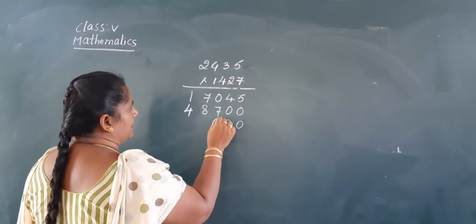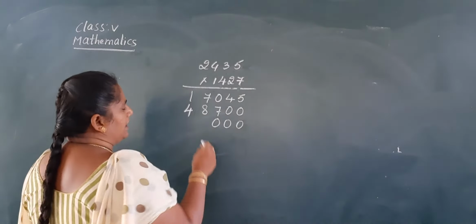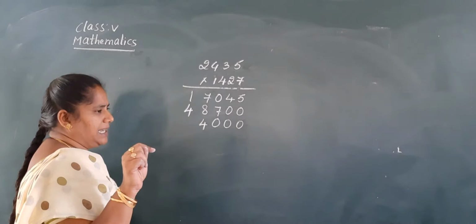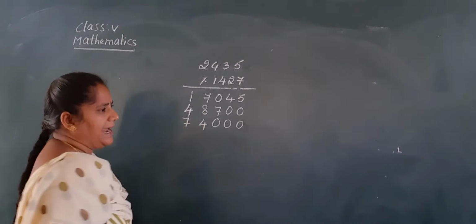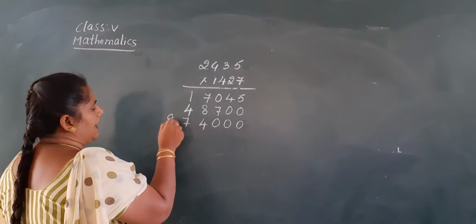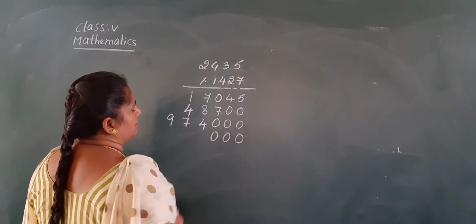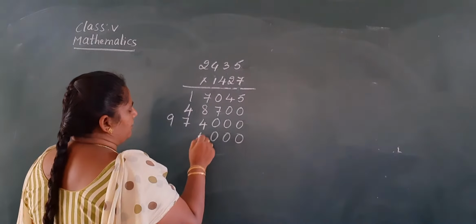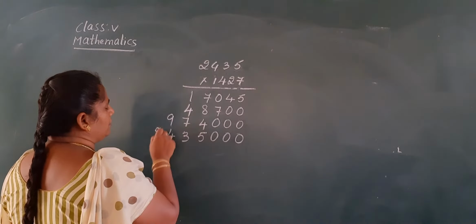4 5s are 20. 4 3s are 12 plus 2, 13, 14. 1 in hand, 4 is down. 4 4s are 16 plus 1, 17. 1 in hand, 7 is down. 4 2s are 8 plus 1, 9. Now see, Nana, 3 numbers completed. So start from the thousands place. 1 5s are 5, 1 3s are 3, 1 4s are 4, 1 2s are 2.